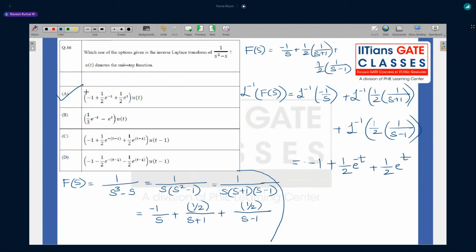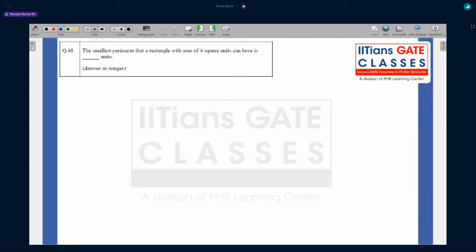Very simple. Okay. Good. Now, I can say this question is more or less from calculus, where we have to find maximum and minimum, right? That is what we have to apply. Good. The question is: the smallest perimeter that a rectangle with an area of 4 square units can have is. So they're saying, what is the smallest perimeter with area. They have given the area, they're asking for the smallest perimeter. See, for a given area, you can have any perimeter. They're asking for the smallest perimeter, right?